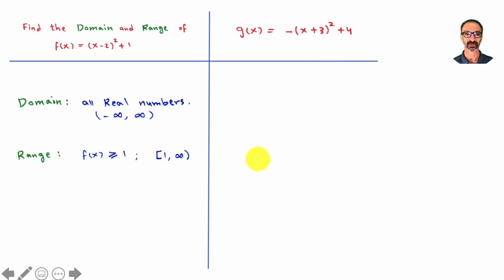Let's take a look at this one. This one is upside down. The domain is all real numbers. And the range reaches up to 4 because of this 4. So we're going to write it from negative infinity to 4, including 4. Now I think I have enough examples that talk about the 3 forms.